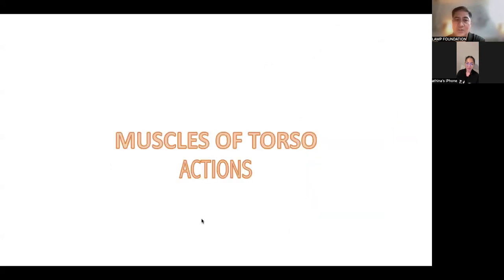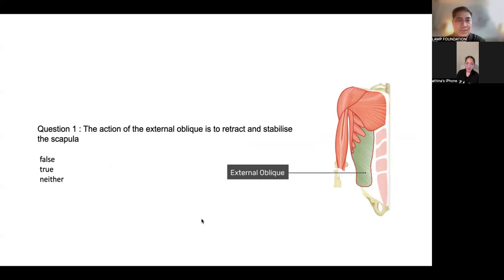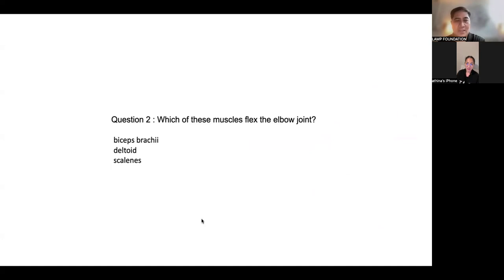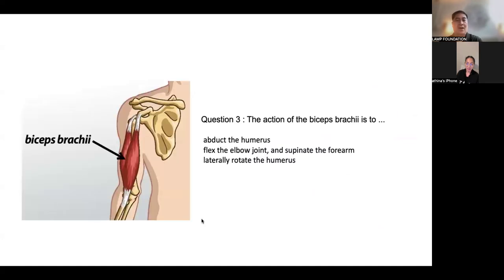Now let's go to actions of the muscles of the torso. Action of external oblique is to retract and stabilize the scapula. True or false? That is false. Which of these muscles flex the elbow joint? The biceps brachii. Action of the biceps brachii is to flex the elbow joint and supinate the forearm.